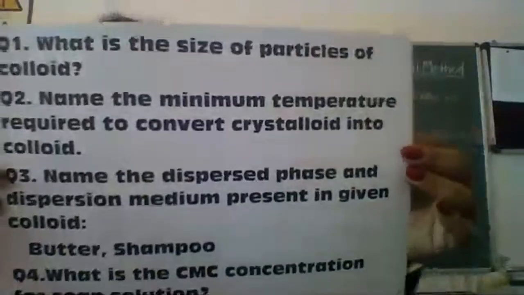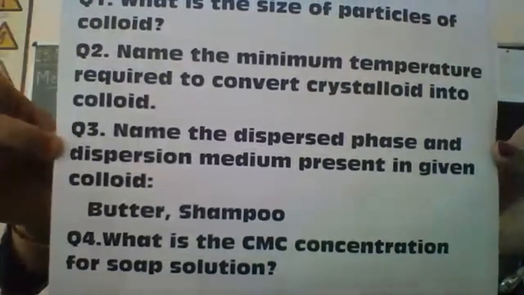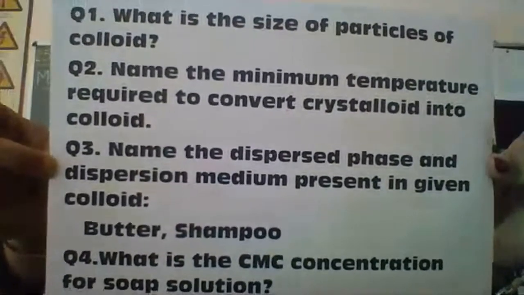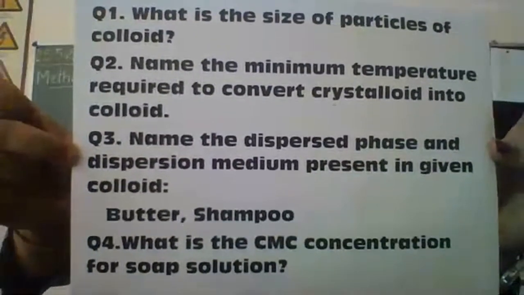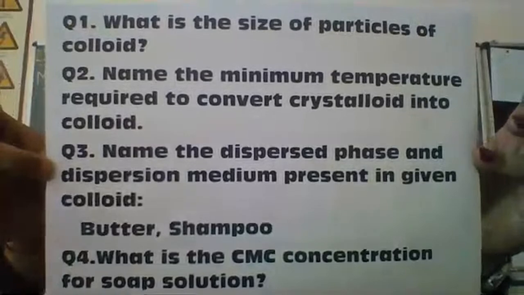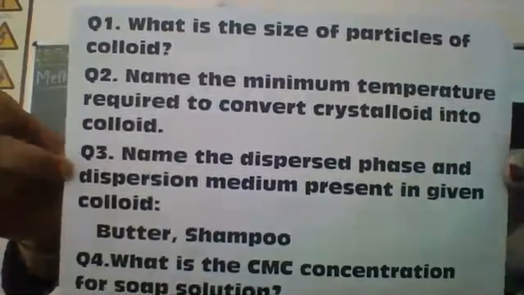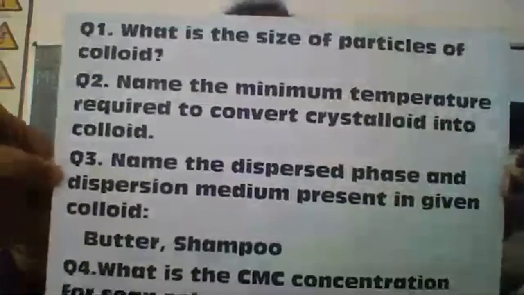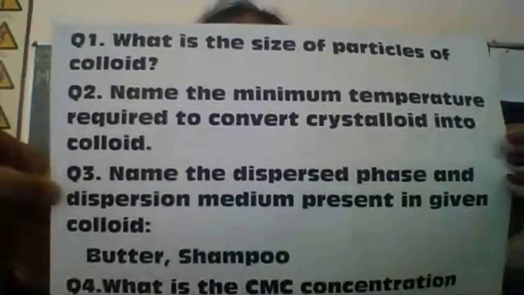Now, the third question is just your CBSE question as it is asked. Name the dispersion medium and dispersed phase present in the given set of colloids, and the colloids that are given to you are the butter that you eat every day in your breakfast, that you prefer to have with the bread, with all your favorite snacks, and the shampoo that you use in your daily life. I just want to give you these examples so that you remember the things that we use in our daily life, which are easier to understand.